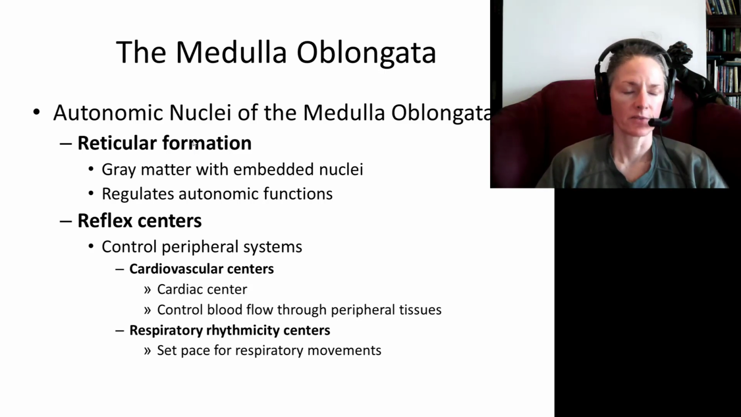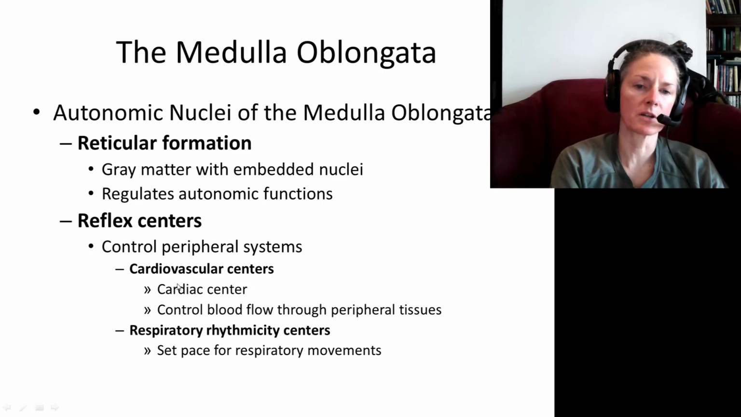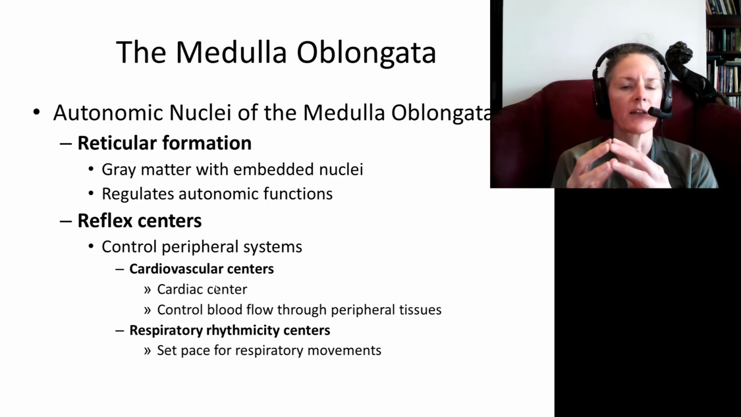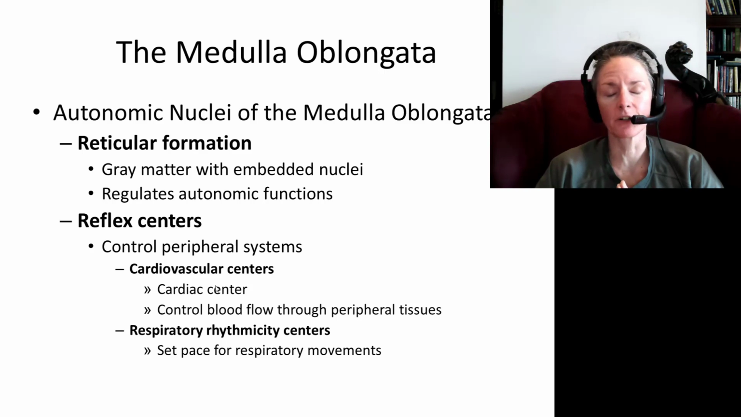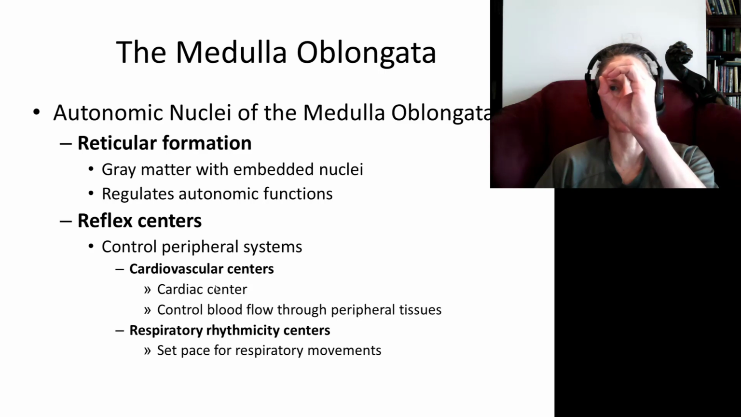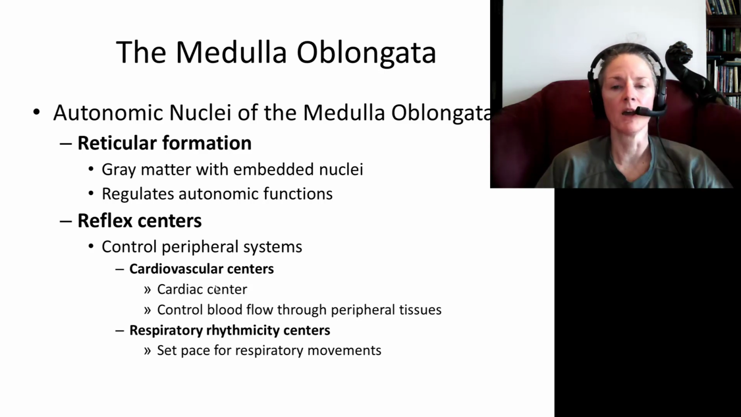We're also going to see several reflex centers, two of which we've already talked about. Our cardiovascular centers will be located in the medulla oblongata, and that's going to be comprised of the cardiac center and the vasomotor centers, which are fairly close together and anatomically difficult to differentiate. So a lot of times we just call them the cardiovascular centers. The cardiac center is going to regulate the heart rate as well as the force of contraction of the heart, whereas the vasomotor center is going to control the luminal diameter of blood vessels, so dilation and constriction of blood vessels, which of course is going to affect such things as blood pressure.